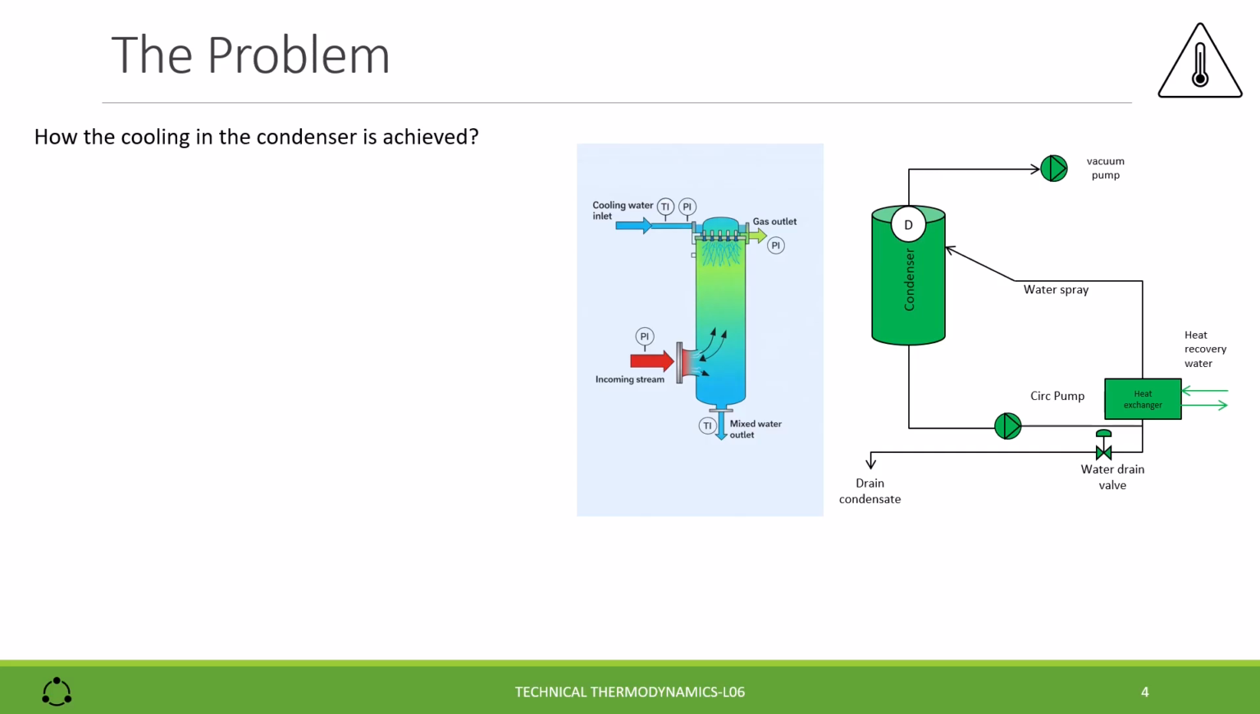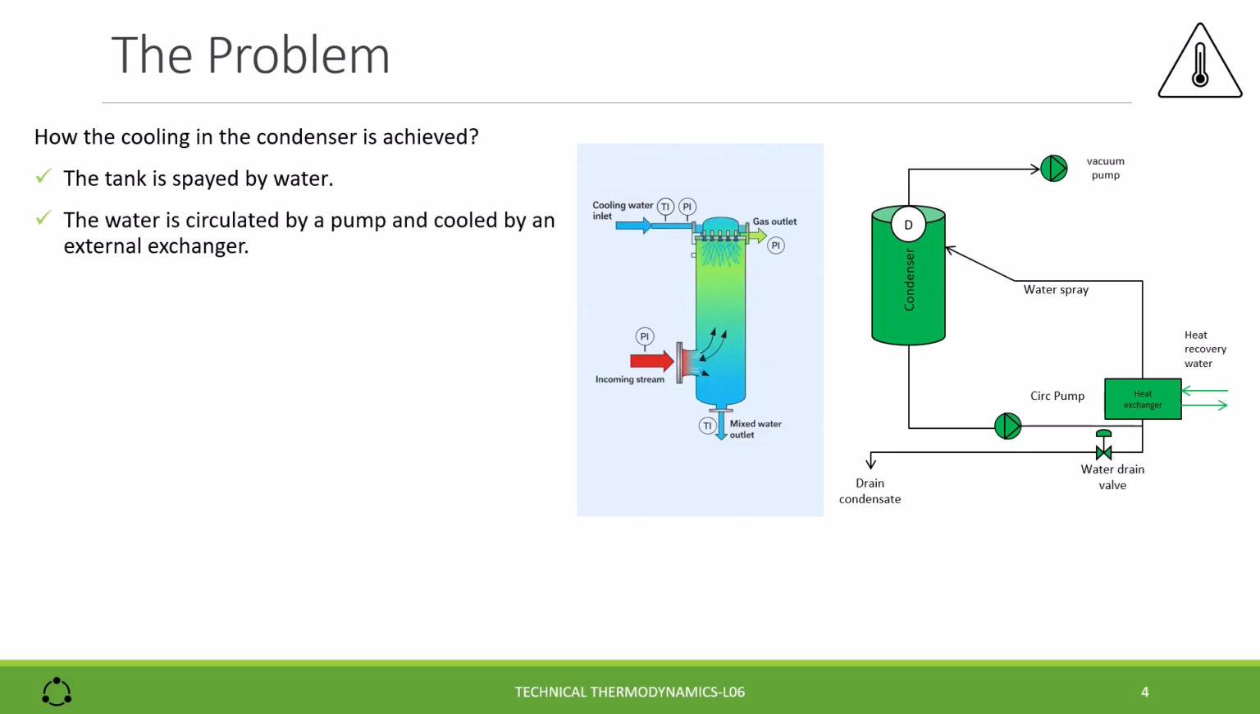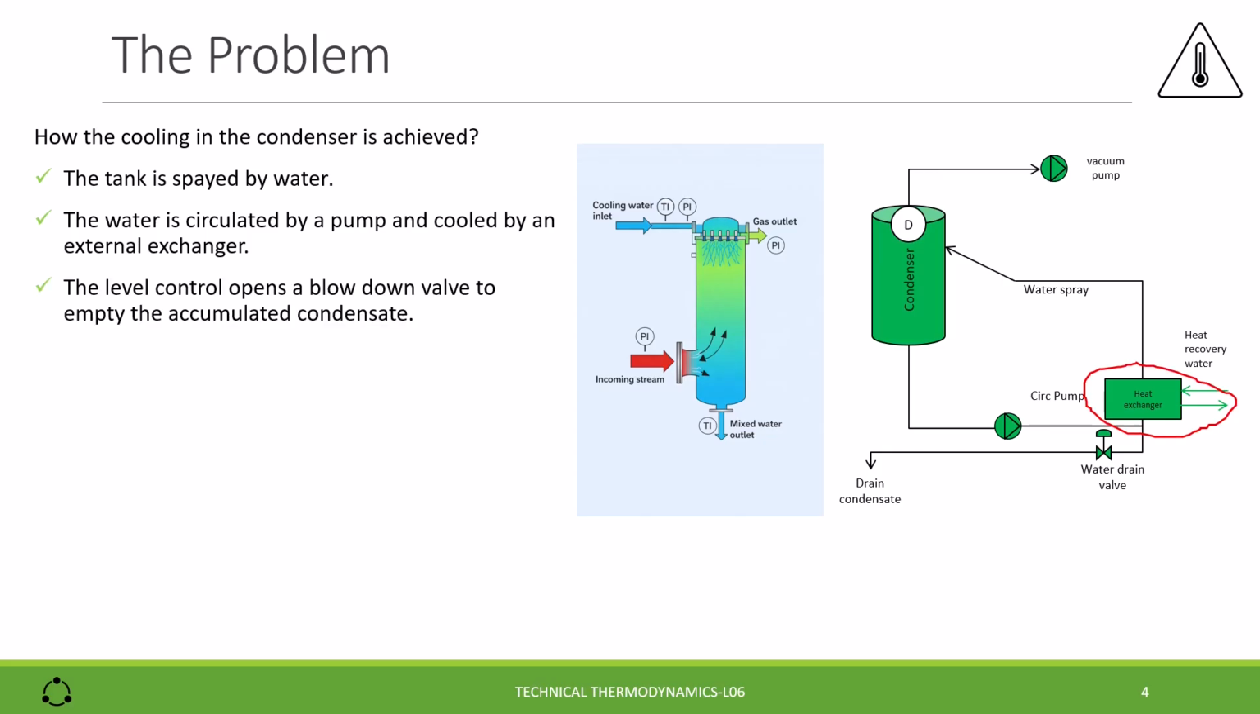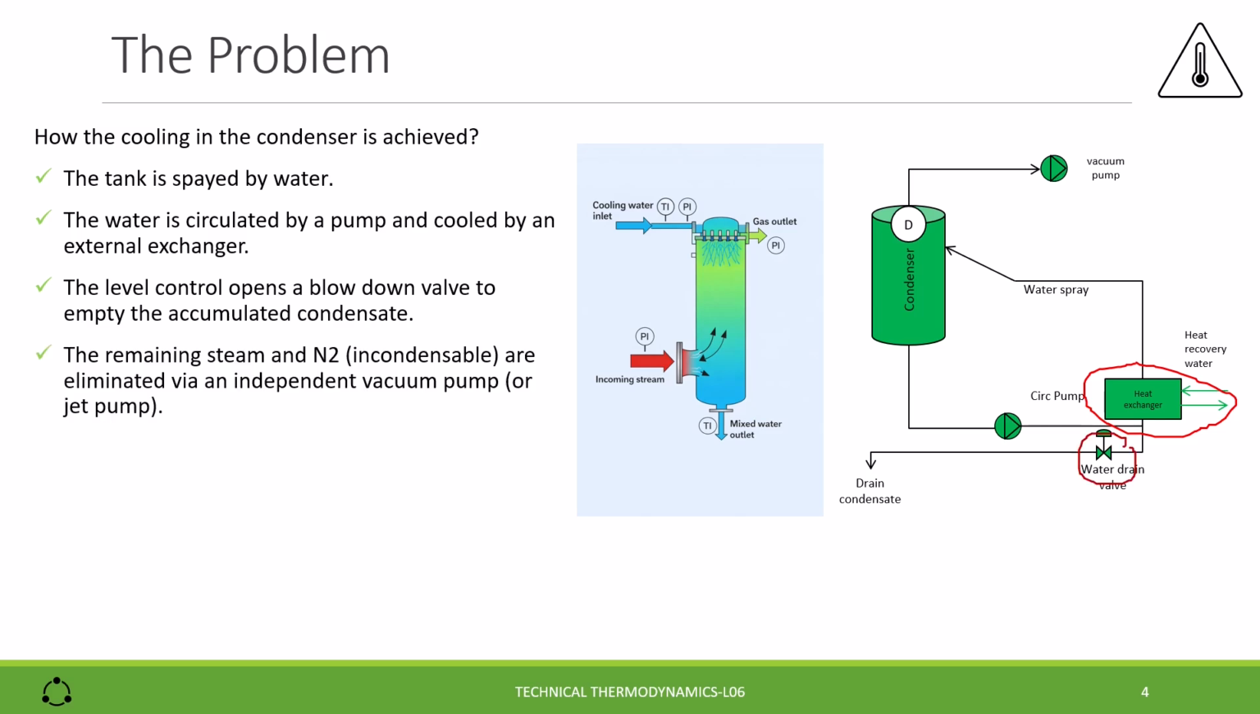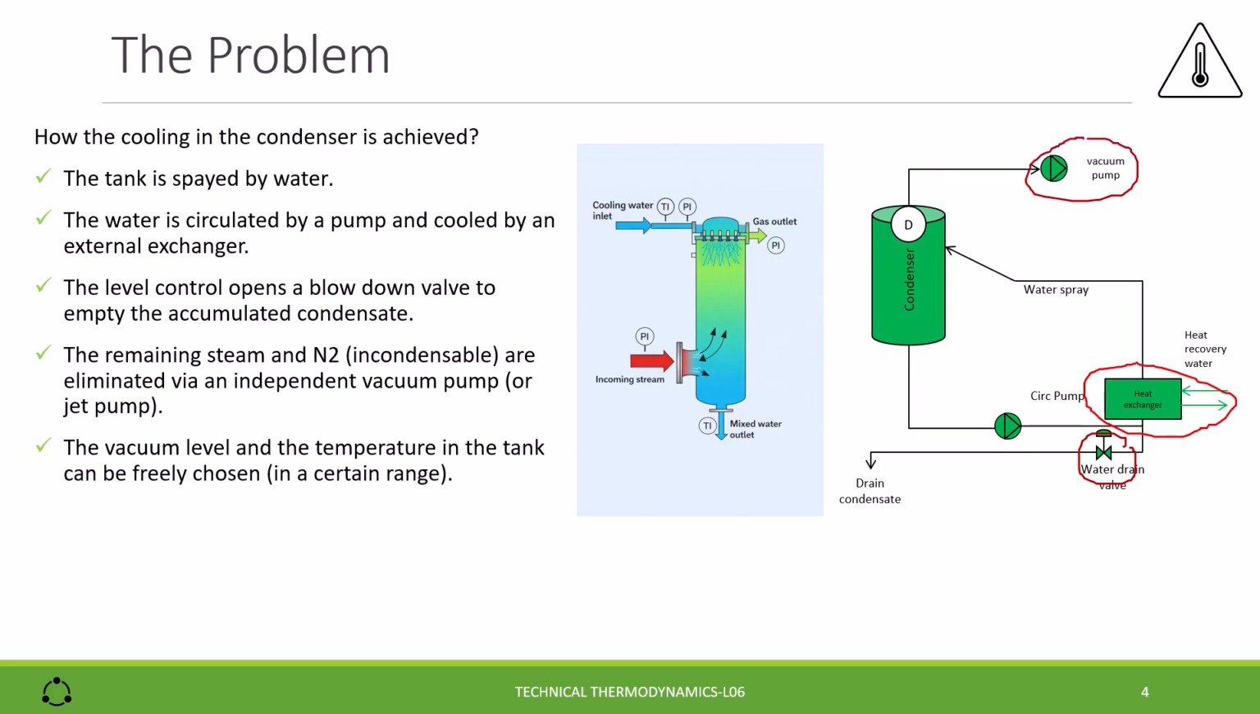How is the cooling in the condenser achieved? The tank is sprayed by water. The water is circulated by a pump and cooled by an external heat exchanger. The level controls open a blow-down valve to empty the accumulated condensate. The remaining steam and nitrogen, which is incondensable, are eliminated via an independent vacuum pump or jet pump. The vacuum level and the temperature in the tank can be freely chosen in a certain range. The vacuum is actually achieved by condensation of the steam. It is a purely thermodynamic process.